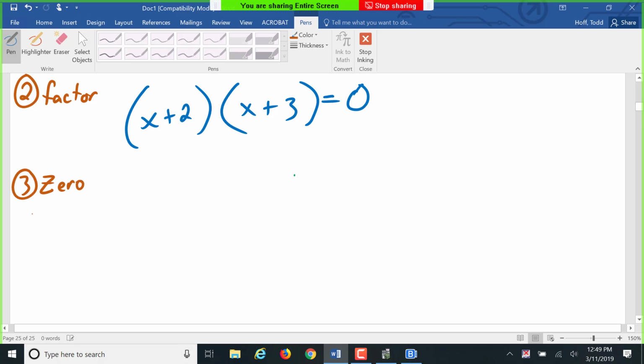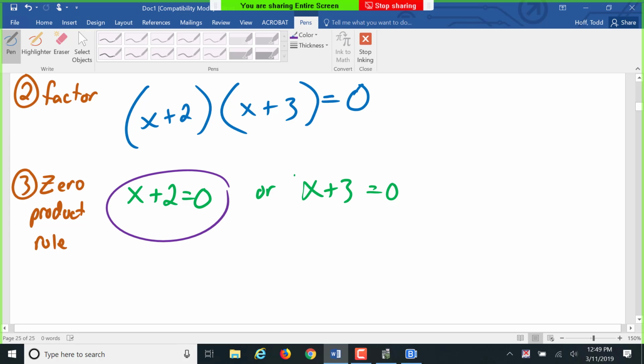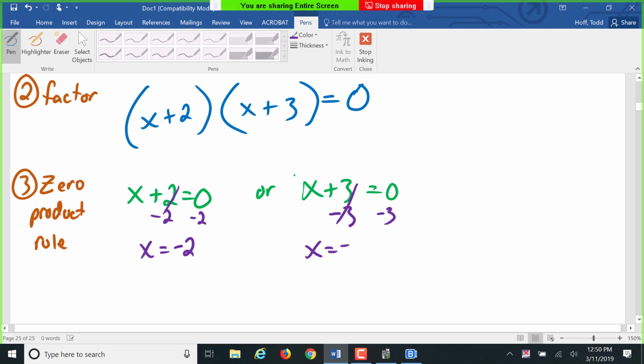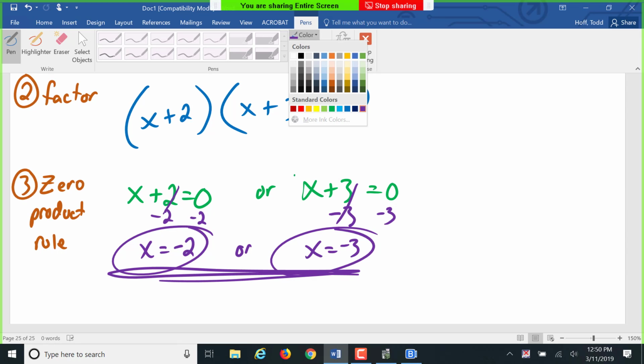is the zero product rule. So I am going to take and separate those. If x plus 2 times x plus 3 equals 0, then either x plus 2 equals 0 or x plus 3 equals 0. Solving the left one, what do we do here? Subtract 2. X equals negative 2. On the right side, what are we going to do here? Subtract 3. X equals negative 3. So x equals negative 2 or x equals negative 3 are the solutions to that equation.